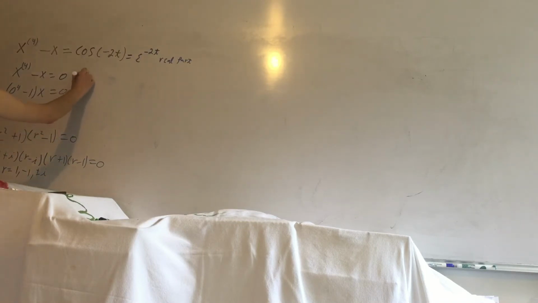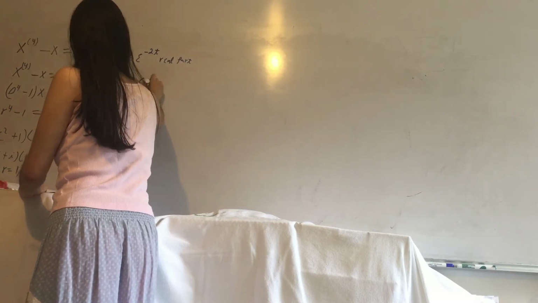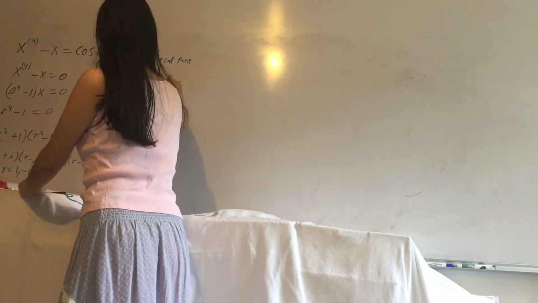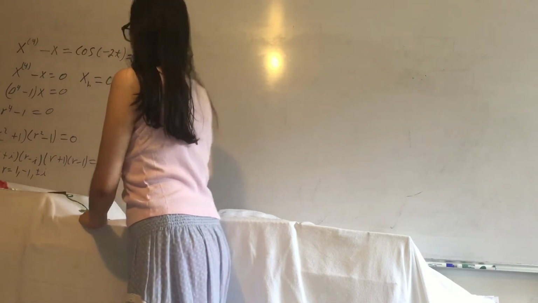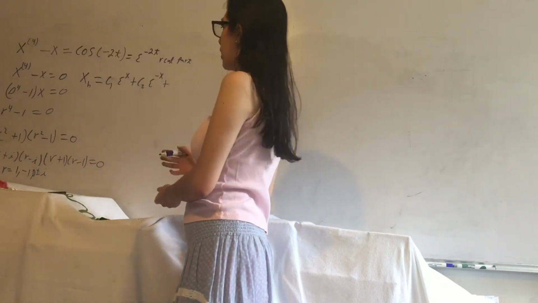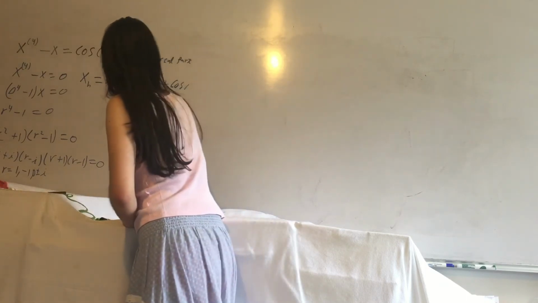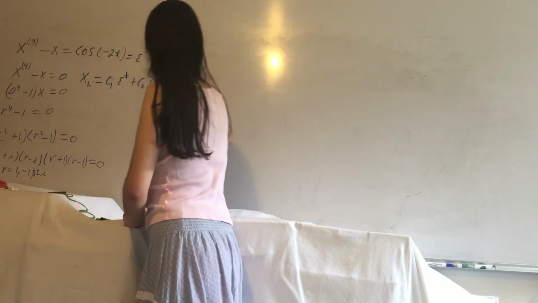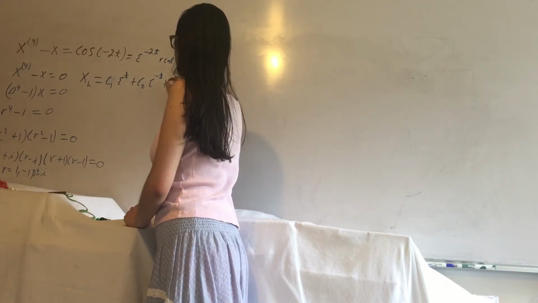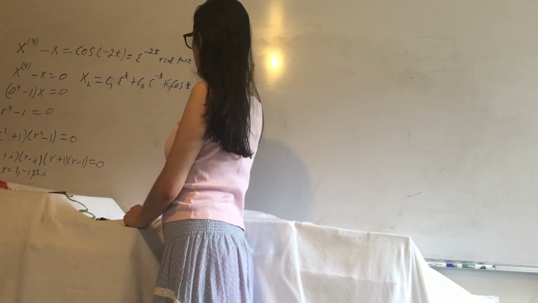So x sub h, the solution to the homogeneous equation, is c1 e to the x plus c2 e to the minus x plus e to the 0, because here we have 0 plus or minus i. And remember that we just take the plus i because plus i gives cosine and sine. So it is c3 cosine t plus c4 sine t.